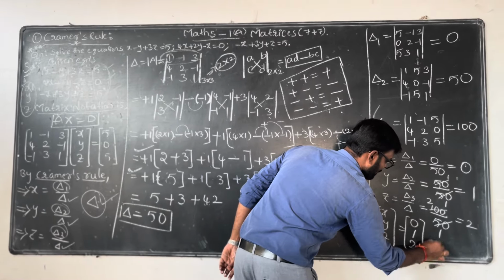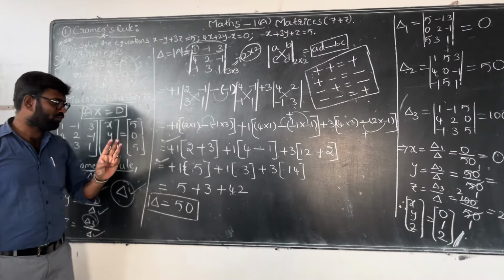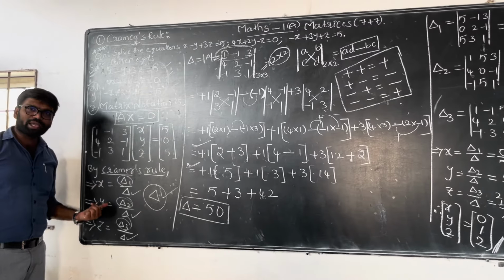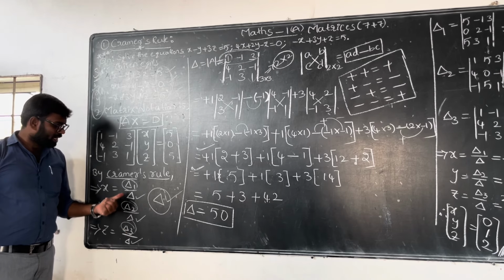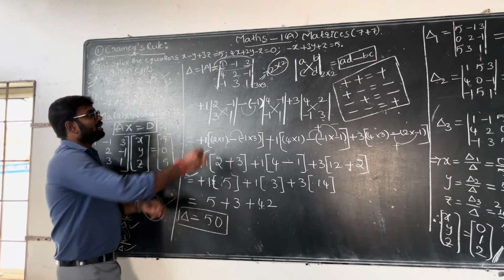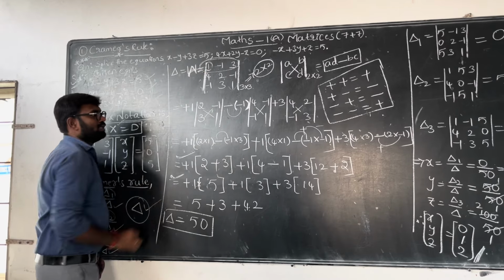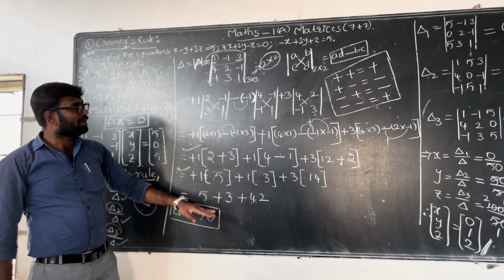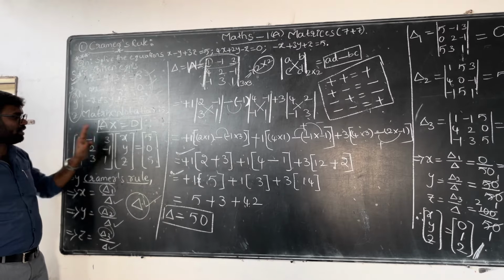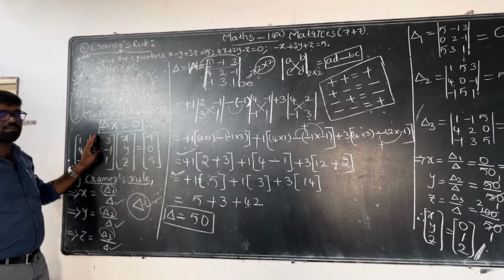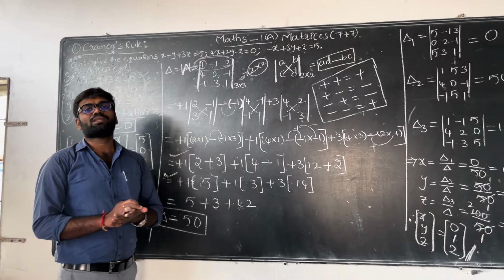So this is Cramer's rule. The Cramer's rule method is nothing but simply you need to remember the 3 formulas, 3 terms x y z: delta 1 by delta, delta 2 by delta, delta 3 by delta. Delta is nothing but applying the determinant for the given matrix A. So this is the determinant procedure. Next delta 1, delta 2, delta 3: how to find out? Remove the first column for delta 1, remove the second column for delta 2, remove the third column for delta 3. So this is the procedure for Cramer's rule.